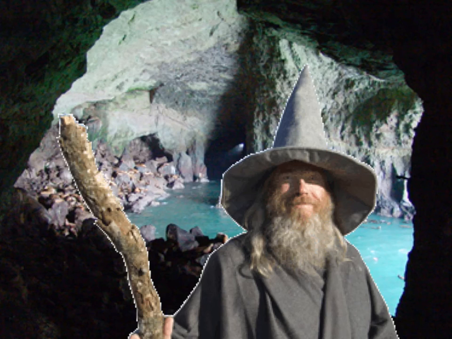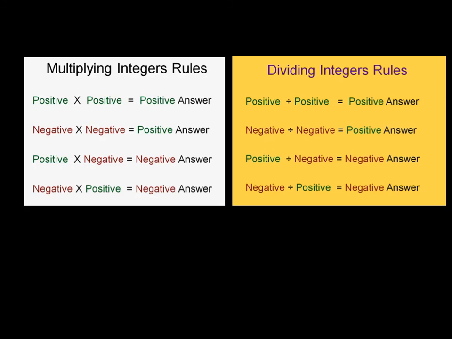Congratulations, you now have been enlightened. Just review the rules for multiplying and dividing with integers, and you may exit the cave. Farewell. So when looking at the rules, a general rule of thumb is that when the signs of the numbers are the same, the answer will be positive. When the signs of the numbers are different, one positive, one negative, the answer will be negative. Always.